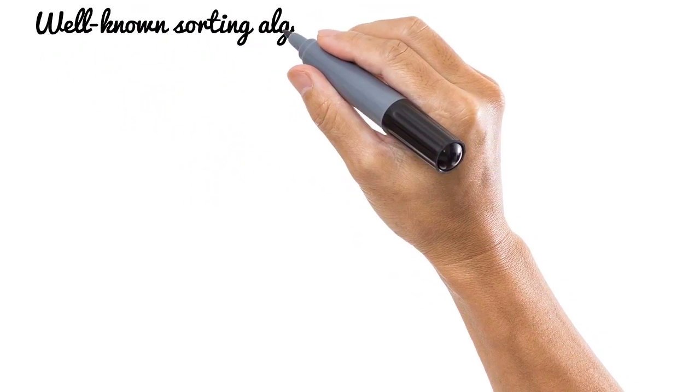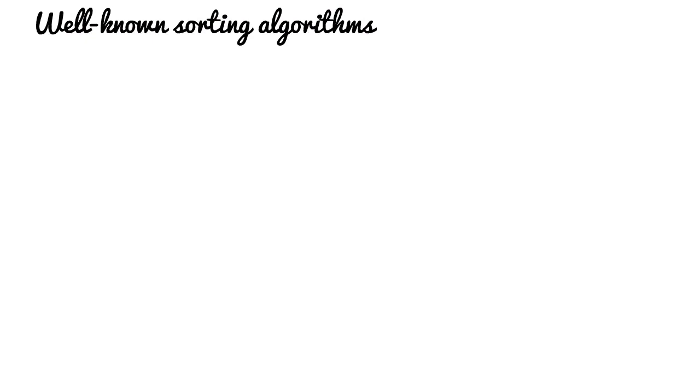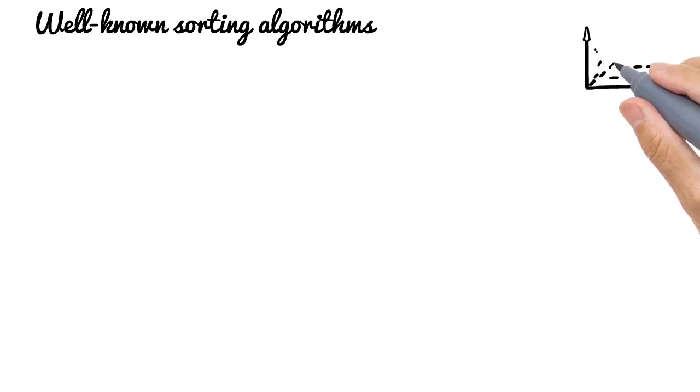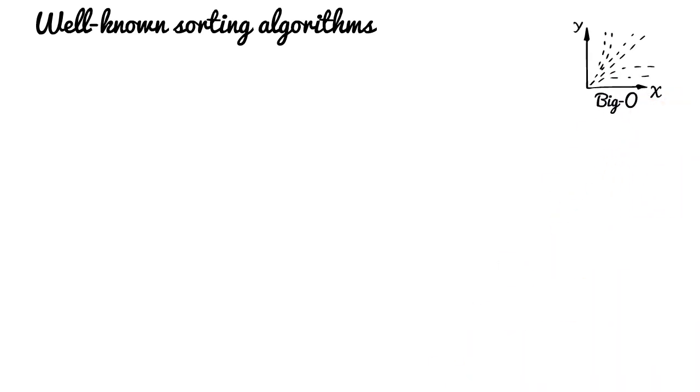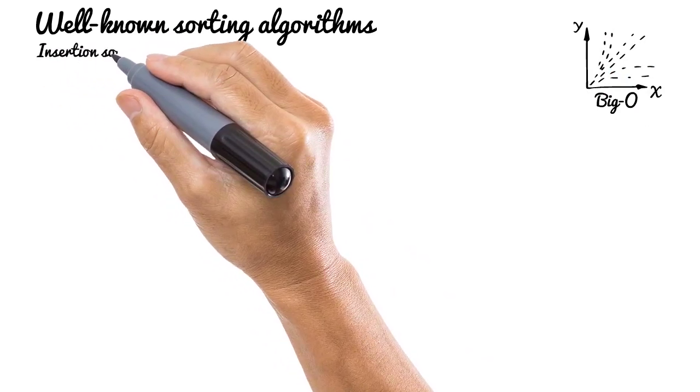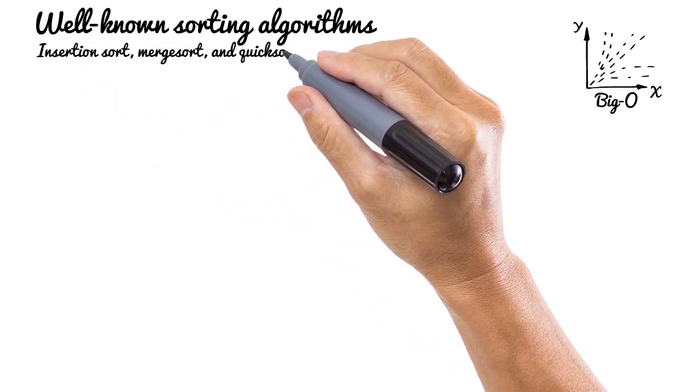Since sorting algorithms are heavily used, let's start with some well-known among them. Look to a few examples and check how we understand order of growth. We will look into 3 examples, with their names respectively: insertion sort, merge sort, and quicksort.